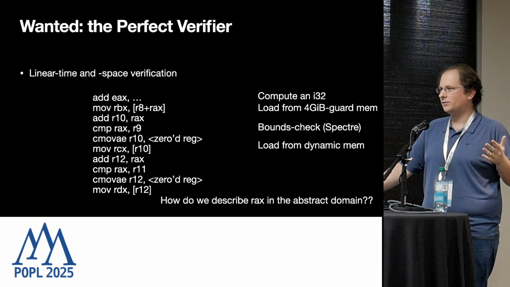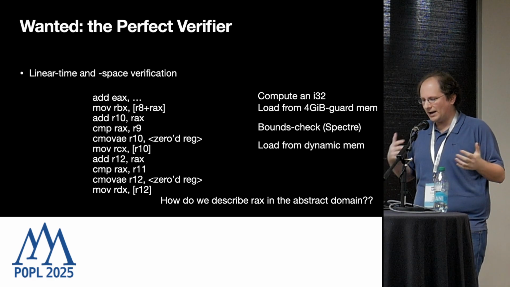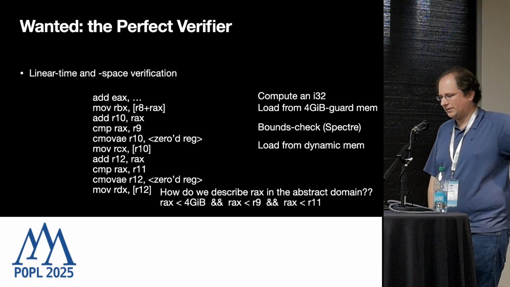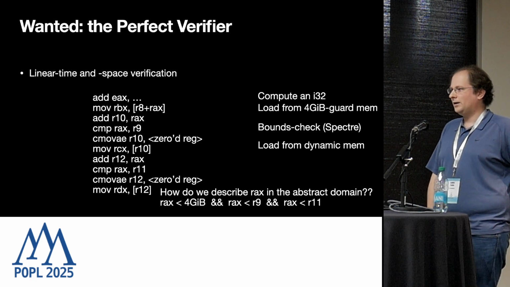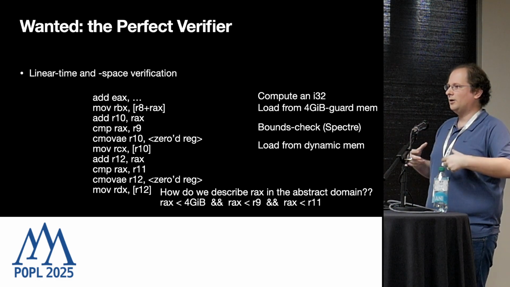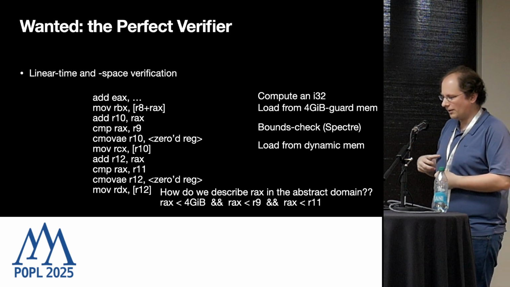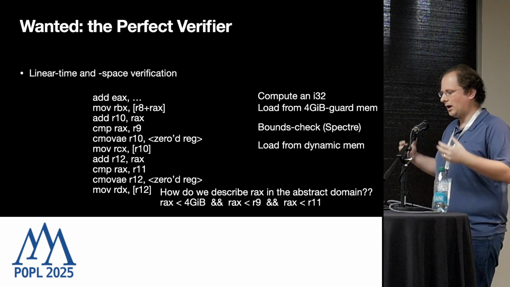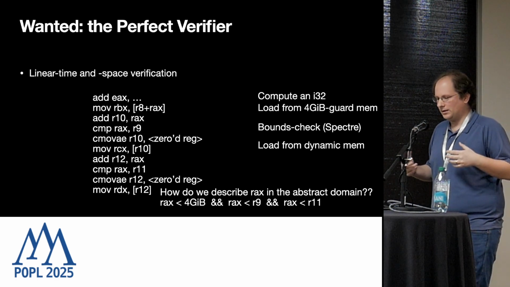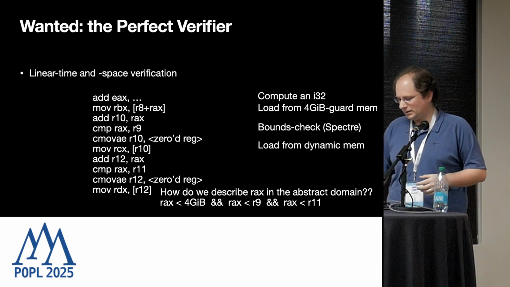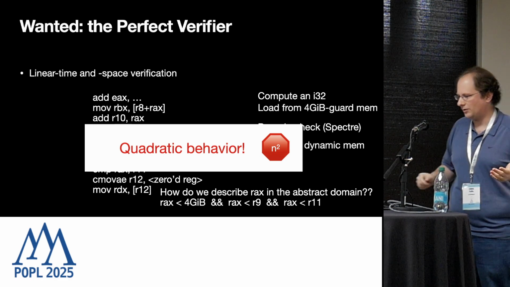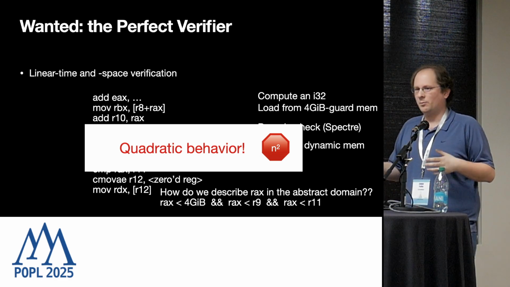If we were to try to describe this in some value in a lattice, we might have to have some expression like this. It's less than 4 GB statically. It's also less than R9. It's also less than R11. And so you can see how if the optimizer starts to merge together these different accesses and merge the pieces together, we end up getting a very complicated analysis domain where we're deriving a whole bunch of facts that are unnecessarily merged together. And this can cause quadratic behavior fairly trivially, right? And so we're in an environment where we don't trust the user input.